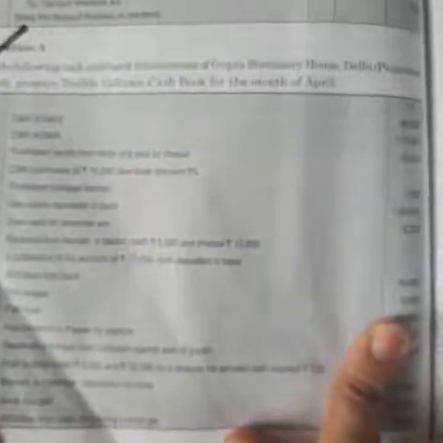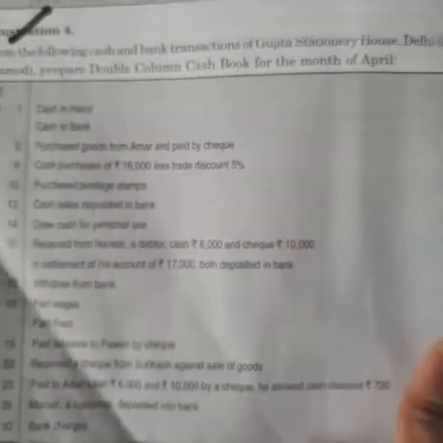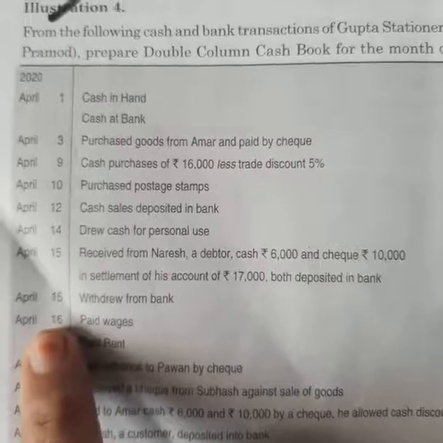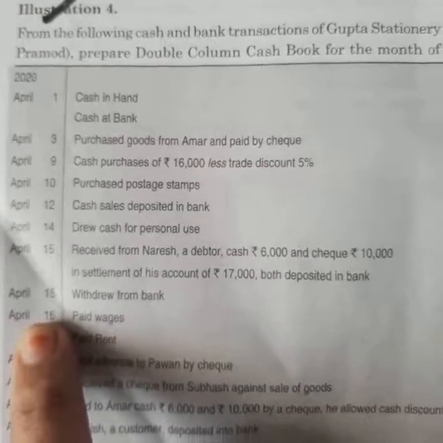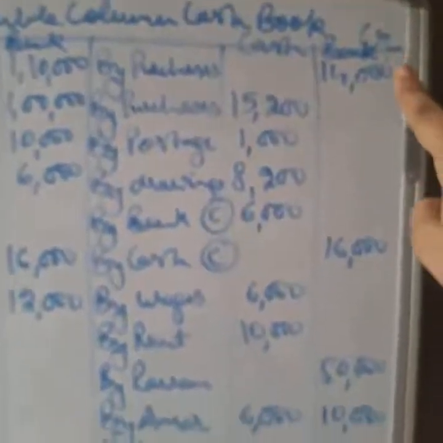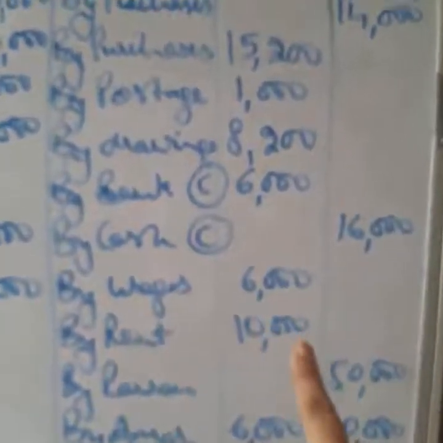Next point is paid wages for 6,000 and paid rent 10,000. These are occurring on the same date, April 16. So we'll pass the same one entry for both, wages debit, rent debit to cash. So both are payments. We'll go to the credit side of cash book. By wages 6,000, by rent account 10,000.